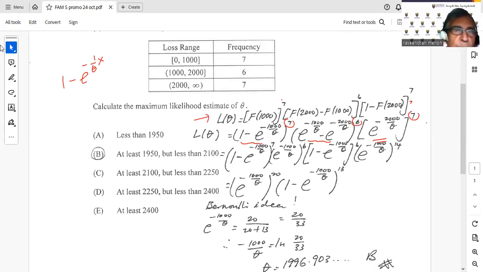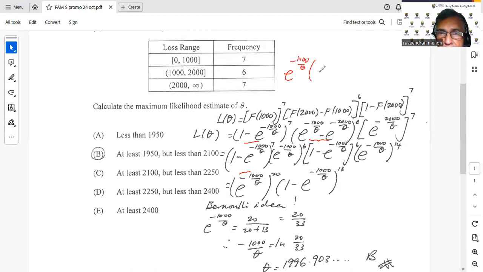So once you're done with that, we need to clean up a little bit. We need to clean up the algebra a little bit to make it easier. Basically, I've left this alone. You can see that here. This one here, I've taken out e to the power minus 1,000 over theta. So this thing becomes 1 minus e to the power minus 1,000 over theta.